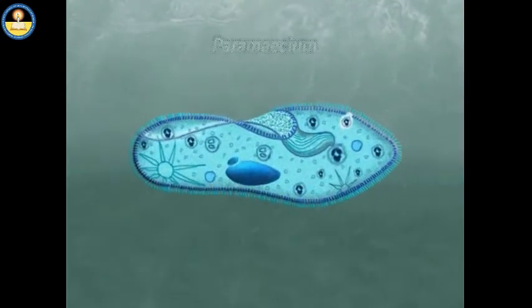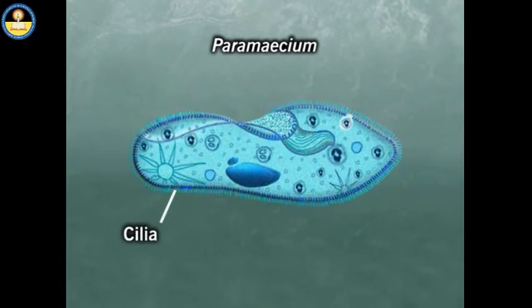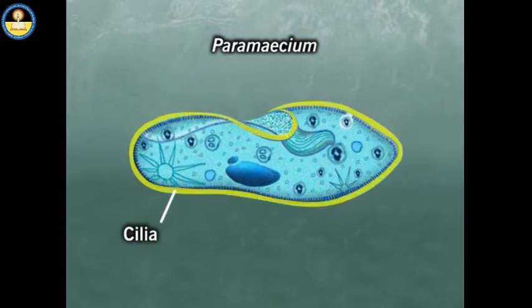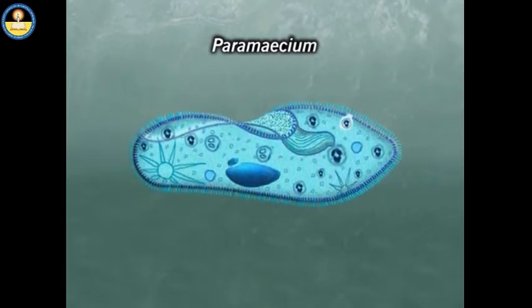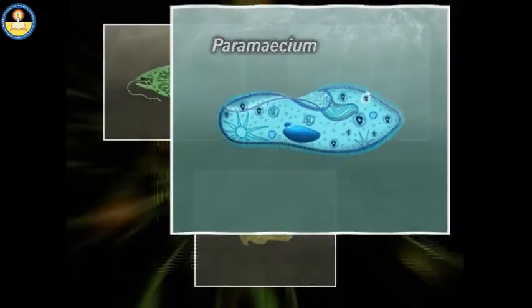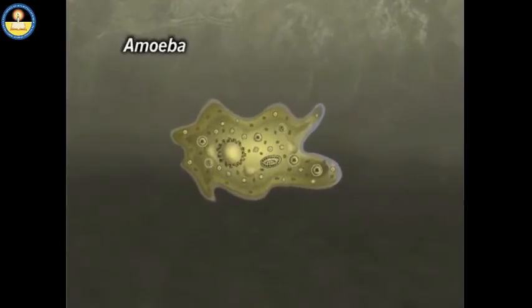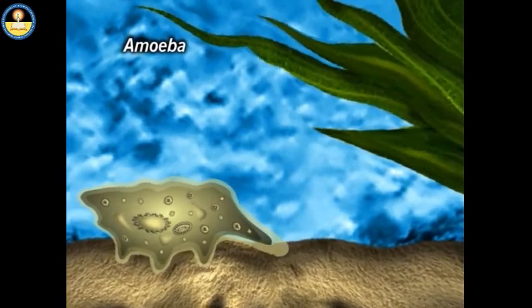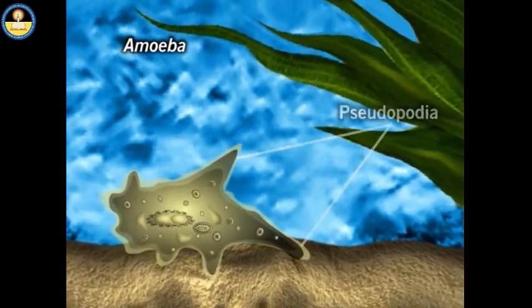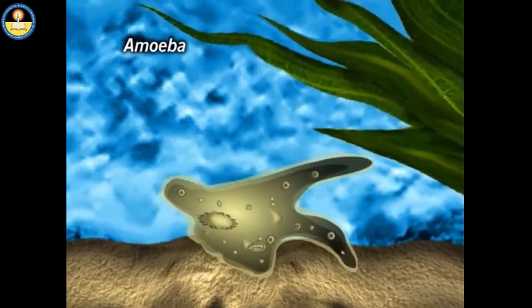Paramecium is a single-celled freshwater animal. It has tiny, hair-like things called cilia all around its body. Paramecium moves by beating the cilia back and forth, often changing its direction. Amoeba also has only one cell for its entire body. It moves by changing the shape of its body and forming pseudopodia. It also engulfs the food with the help of pseudopodia.